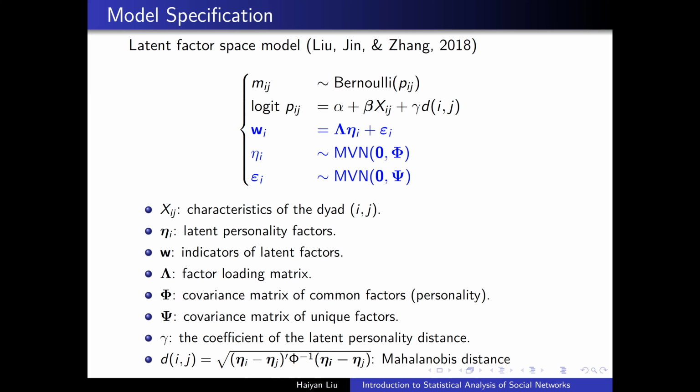This is called the latent factor space model. We have a factor model, which gives us the information about the latent factor scores. We also have a logistic model, which is used to predict the presence of connections within a network using the latent factor scores.